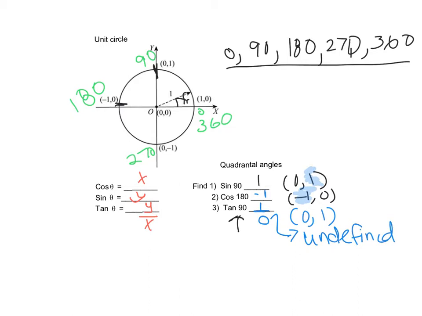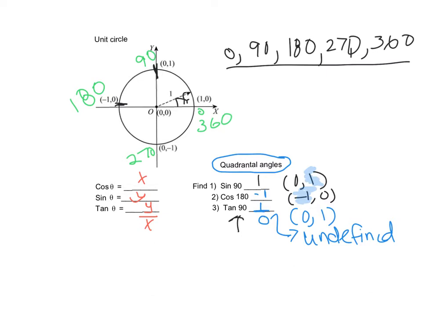So tangent is always going to have kind of a weird answer. If you go through and find all of these, you're going to find out that there's only a handful of answers that you can get for quadrantal angles. So we see that we got 1, we got -1, we got undefined. There is one more option that we could have. So you can figure that one out.